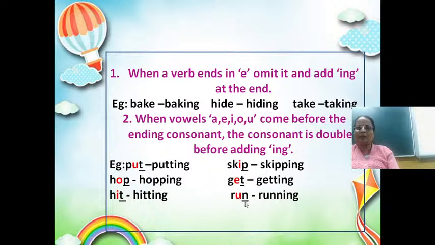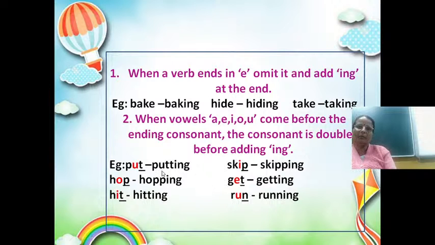Run. R-U-N, run. You know U is a vowel. After this vowel you find N. N is a consonant. So before adding ing with this word run, we should double the last letter N. So you see the ing of run. R-U-N-N-I-N-G, running. So children, you have seen the examples in which we have doubled the last consonants.